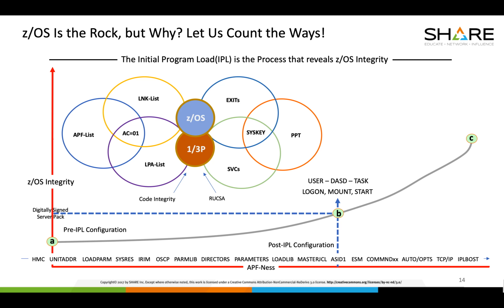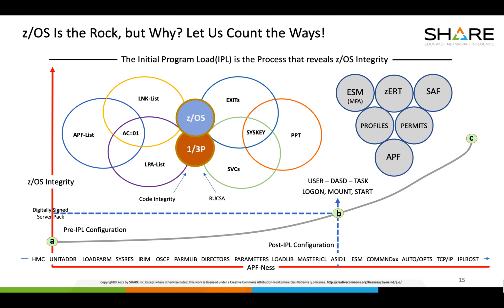And then the third command, which is start, which means that we can now take one of the tasks that is perhaps a leadoff module in a chain of modules that is in the APF list or the link list or the LPA list, but likely has an AC code of 1, and we can request that the system start it up. But before we do that, we've got some other things that we've got to bring into consideration.